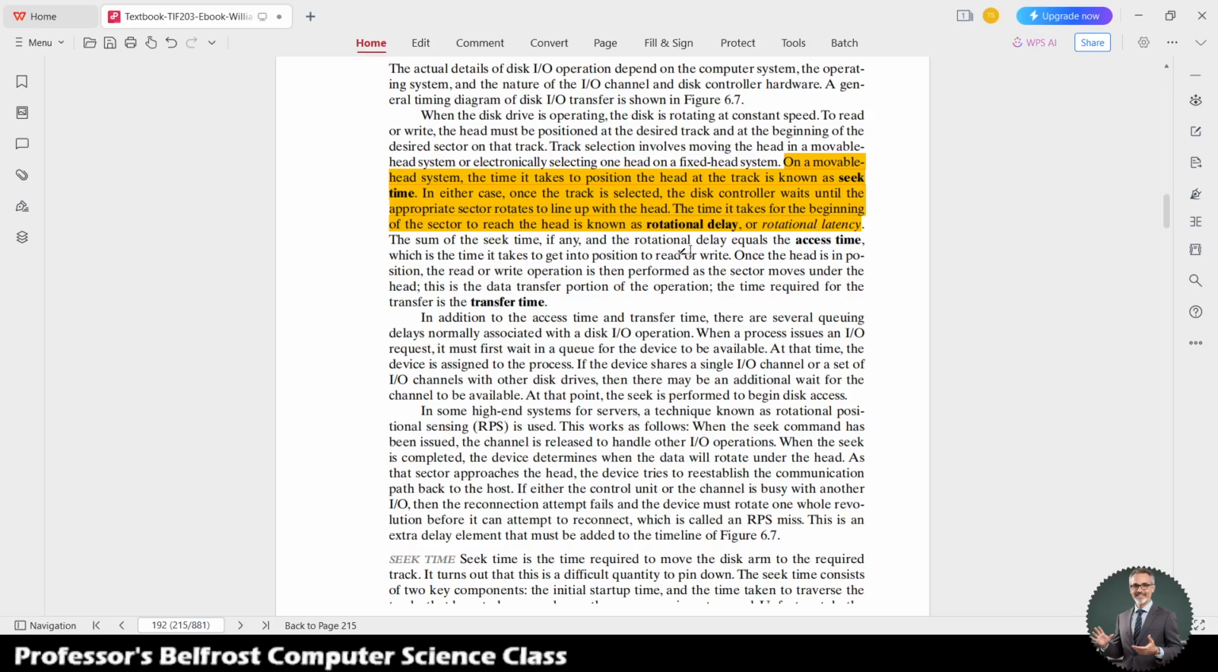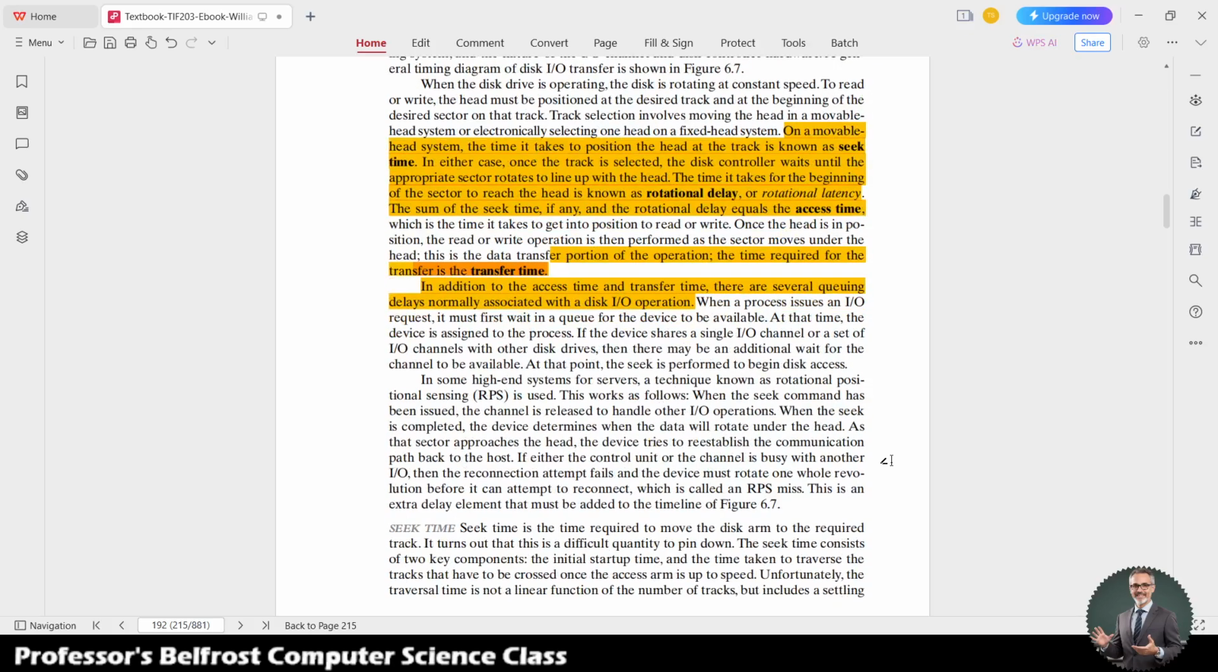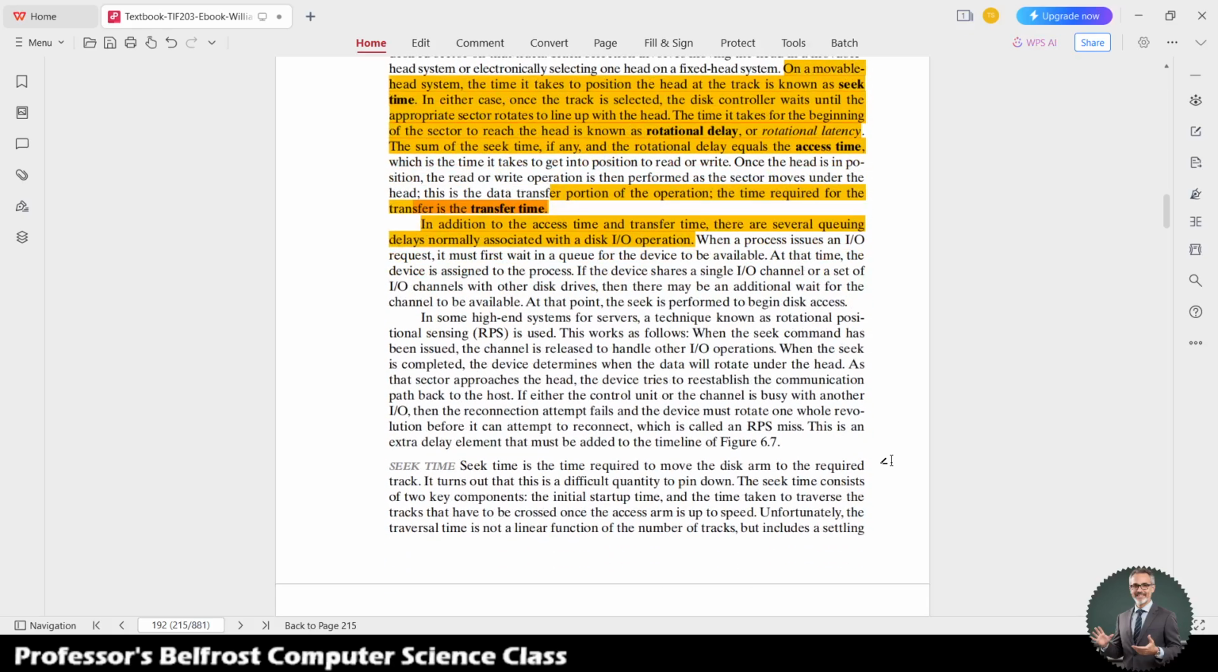The sum of the seek time and the rotational delay equals the access time, which is the time it takes to get into position to read or write. Once the head is in position, the operation is performed, and the time required for the data transfer is called the transfer time. Additionally, there are also several queuing delays, because the request must first wait in queue for the device to be available.